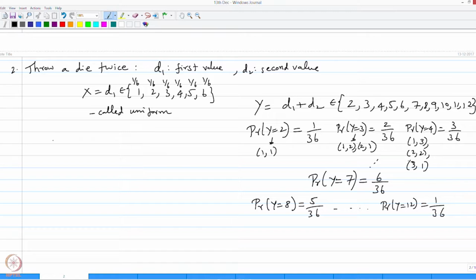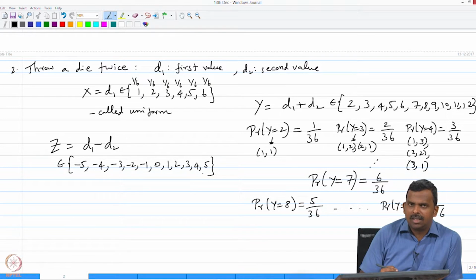You might also want to define a random variable z which is maybe d1 minus d2. So, what will happen if you do d1 minus d2? This is a little bit more intriguing. You might have minus 5, minus 4, minus 3, minus 2, minus 1, 0, 1, 2, 3, 4, 5. These are the possibilities and in fact, if you think about it very carefully, you will have a very similar distribution to the sum for the difference also.